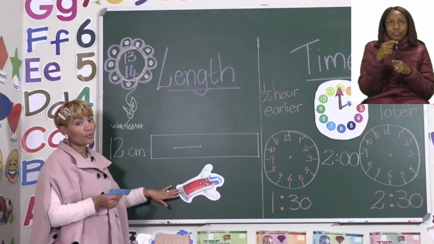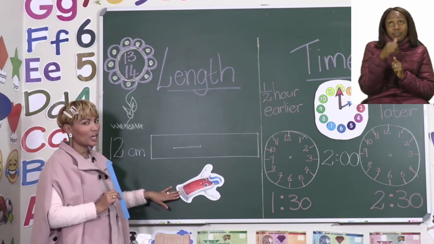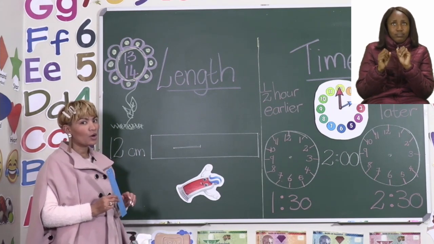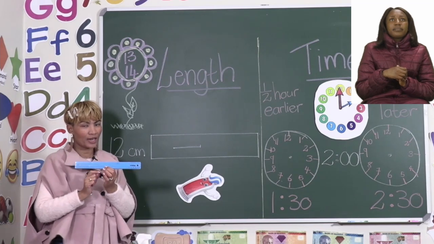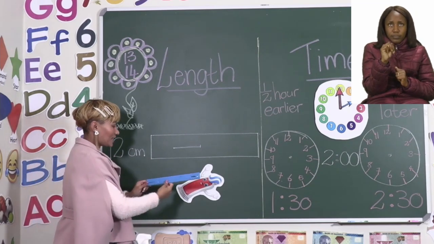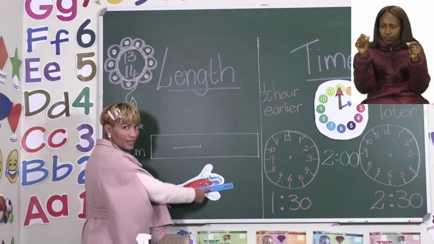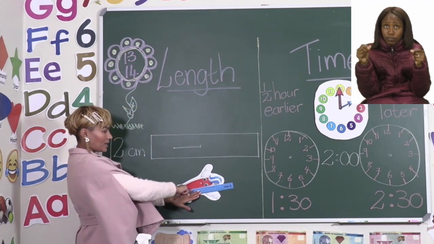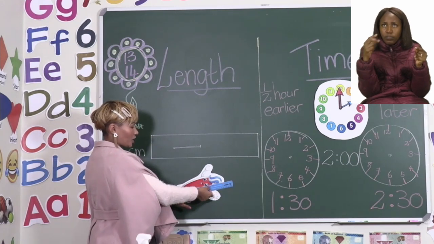Okay, now remember boys and girls, this one is not the same as the one you have in your booklet. So I am just using this one to show you what to do. Okay, so you take your ruler again, you look at the centimeter side, and then you take it and hold it over your picture, and then you look at the beginning and the end, and that is how you measure.